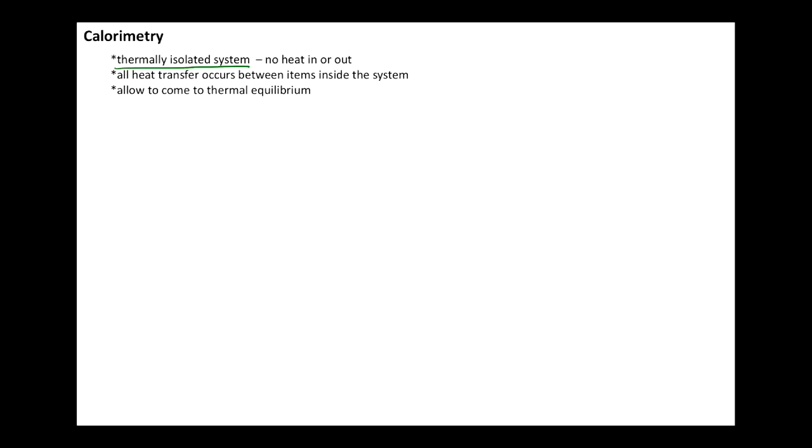So that means that if one object gives up some heat, one of the other objects in the system has to accept it. It can't just vanish, and I can't just create more heat or have more come in from the outside. So any heat transfer occurs between the items that are in the system. And essentially, after we put these objects together, we're going to let them come to thermal equilibrium, meaning we let the isolated system come to some common temperature. Every object we put in the system will be at the same temperature.